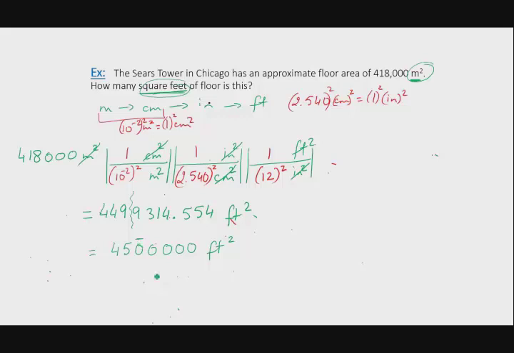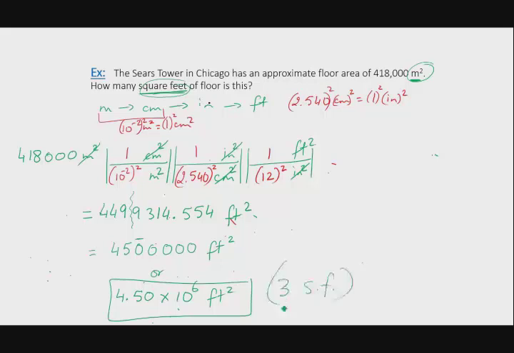A better way, on the other hand, this answer is correct, but a better way would be to write it in scientific notation. That way you don't have to use over bars. In other words, 4.50 times 10 raised to 6 feet square. The answer in this case is in 3 significant figures.